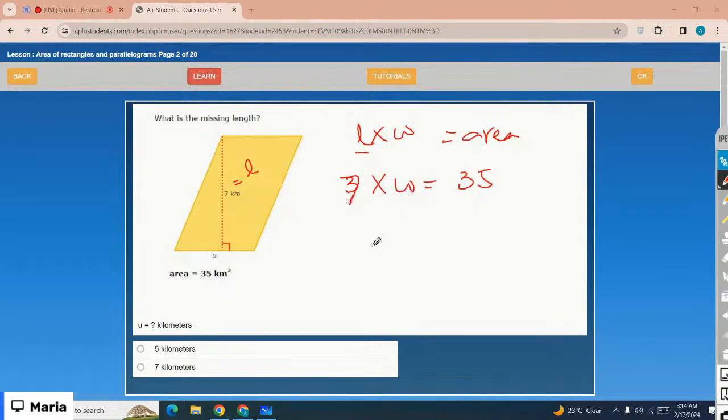Since 7 is multiplying w, the opposite of multiplication is division. Divide both sides by 7. 7 times 1 is 7, so you are left with w, and 35 divided by 7 is 5. So the correct option is w equals 5 kilometers, right? The correct option is 5 kilometers. Got it?